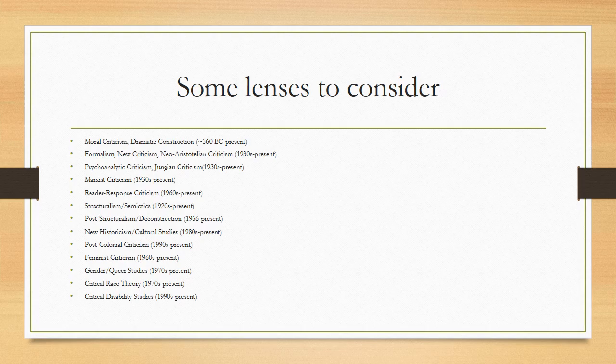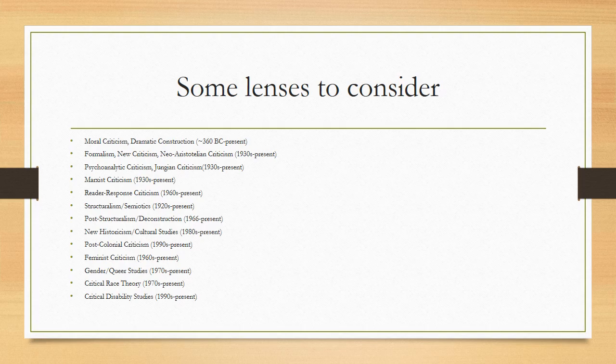Marxist criticism looks at class struggles and the differences between classes and how economics plays a role there. Feminist criticism looks at the role of women. Critical race theory looks at the role of race. Some more recent ones are gender and queer studies. So that looks at the LGBTQ community and how gender is portrayed in literature or media. Critical disability studies, similar, looks at what's going on with folks who have disabilities and how they're represented in the media.